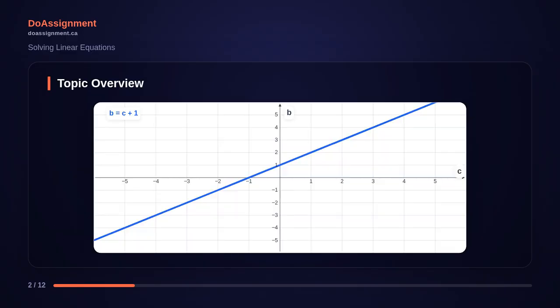Today we're covering linear equations. A linear equation is any equation where the variable has no exponents other than 1. No squares, no cubes, just a plain variable. The core form we'll work with is ax plus b equals c. These are the backbone of algebra. So let's build up the full picture step by step.